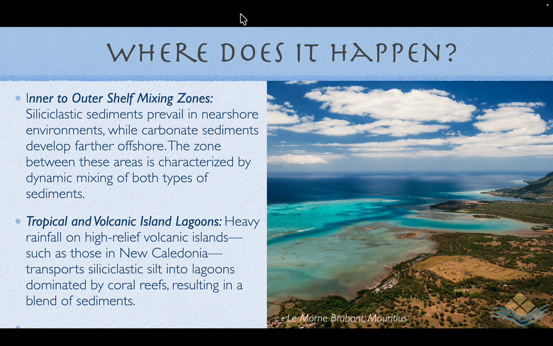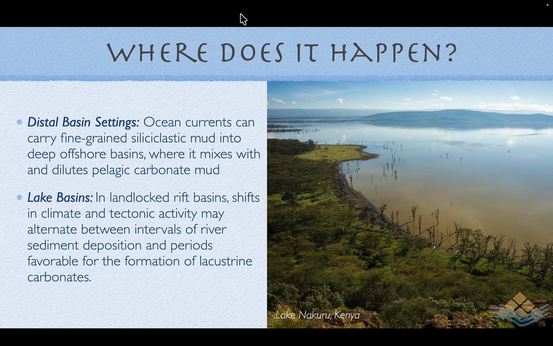We can also see it on tropical and volcanic island lagoons, where the rainfall brings out the detrital sediment off the volcanic islands, as we see in New Caledonia. Offshore, further away from those detrital input areas, we see corals dominating. We can also see it in lacustrine environments. In landlocked rift basins in Lake Nakuru in Kenya, we have a siliciclastic rim and a more carbonate-dominated centre. We also get ocean currents carrying fine-grained siliciclastic mud in the deeper offshore basins, where it mixes with pelagic carbonate sediment.